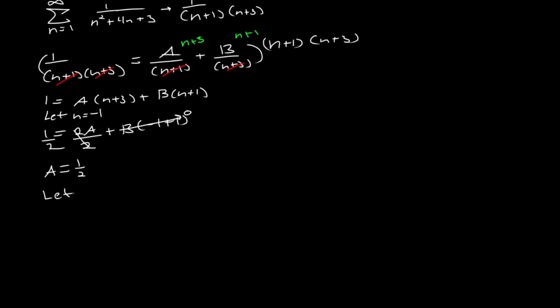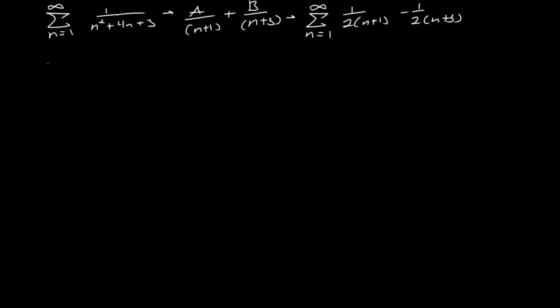Now let's let n equal -3. It's going to have 1 is equal to -3 plus 3 is equal to 0. A times 0 is equal to 0. Minus 2B, because if we plug in a -3 into n, -3 plus 1 is equal to -2. -2 times B is equal to -2B. We get a -2 over here, 2 over here. B is equal to -1/2. Okay, so now we can rewrite our series.